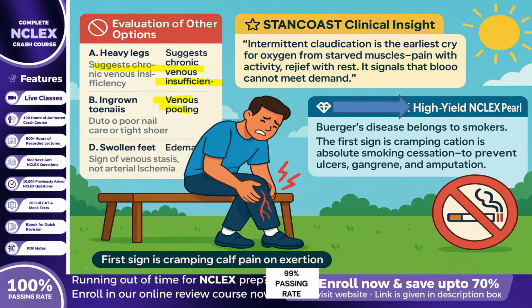Option B, frequent ingrown toenails, is unrelated to vascular health and is instead linked to improper nail trimming or tight footwear. Option D, swollen feet at the end of the day, also corresponds to venous stasis rather than arterial disease. In Buerger's disease, edema is not a primary early feature since the underlying issue is inadequate arterial perfusion, not venous congestion.